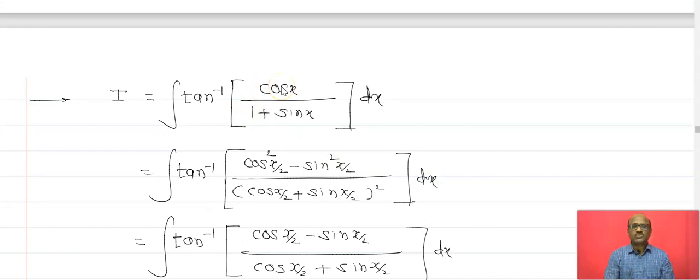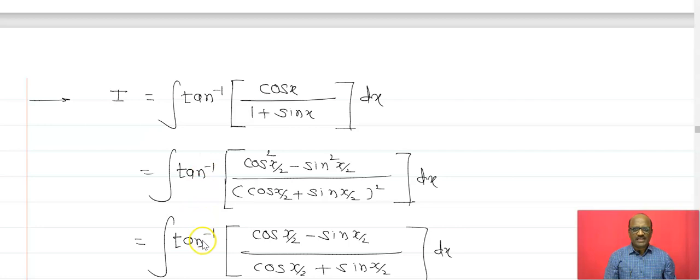But what about the cos x? Cos of 2x is equal to cos square x minus sin square x. And what about the cos x? Cos x is equal to cos square x by 2 minus sin square x by 2. What about the 1 plus sin x? Now 1 plus sin x is the cos of x by 2 plus sin of x by 2 bracket square.